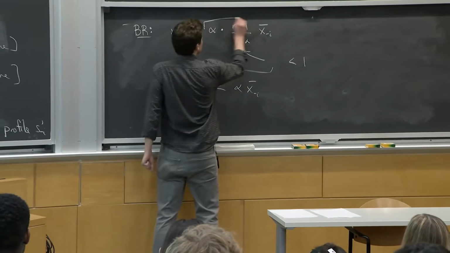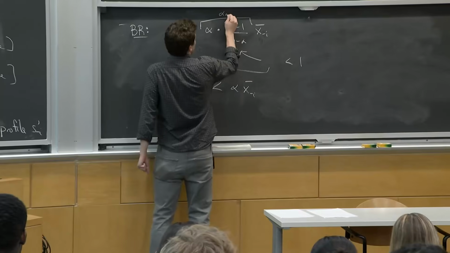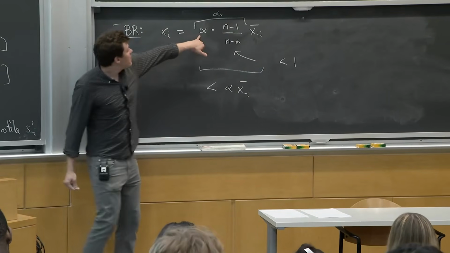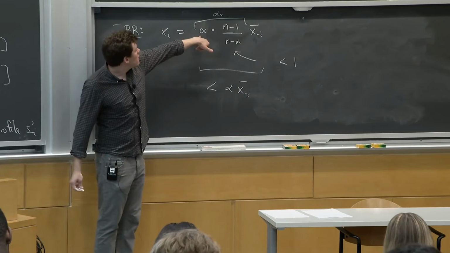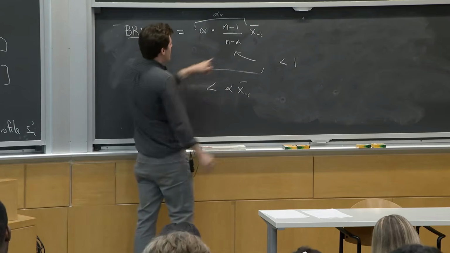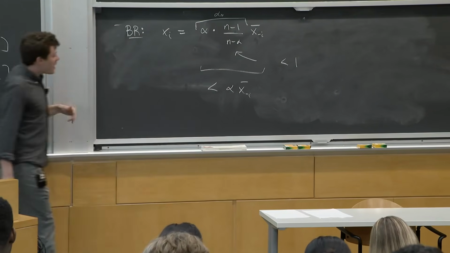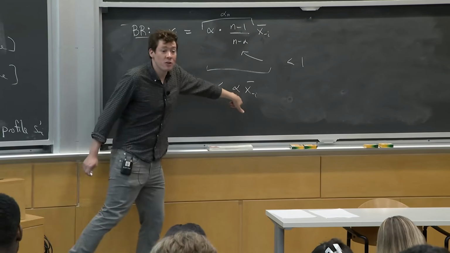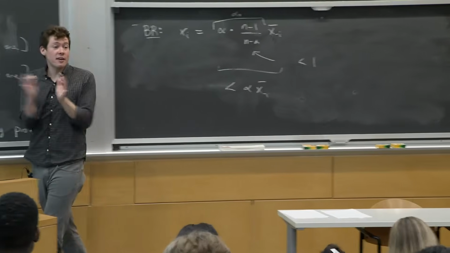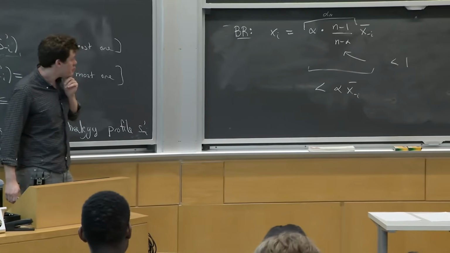But not so important. Let's just give this a name. We'll call this alpha n. Technically, it depends on this parameter alpha and the number of players we have. And as the number of players grows large, it's going to get really close to alpha, because your effect on the average is going to become very small.